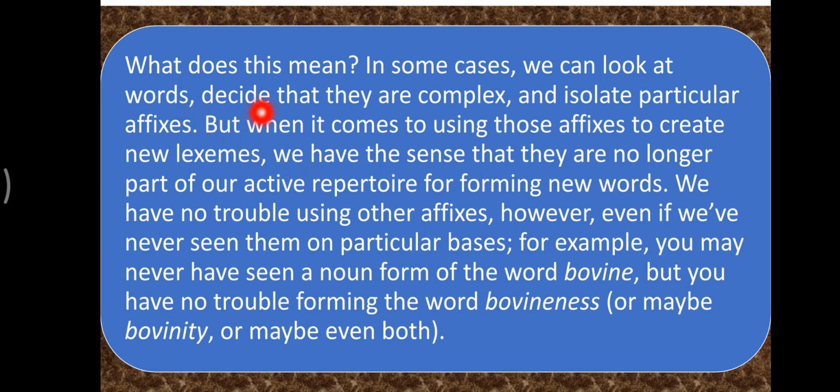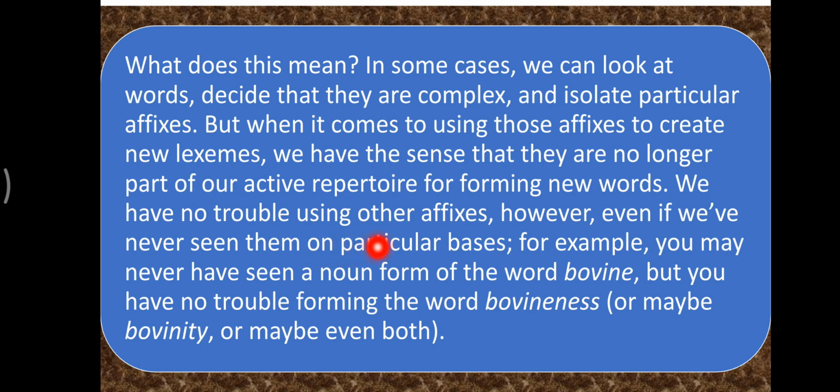So what does this mean? In some cases, we can look at words, decide that they are complex and isolate particular affixes. But when it comes to using those affixes to create new lexemes, we have the sense that they are no longer part of our active repertoire for forming new words. As I told you, irregular nouns, irregular verbs, and th. So we can't add this th regularly. We can't move them. It's not part of the active repertoire of our forming new words.